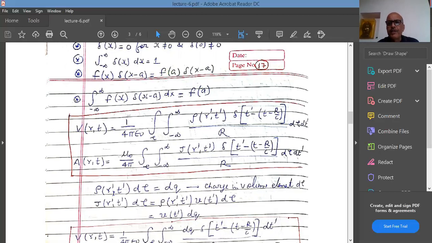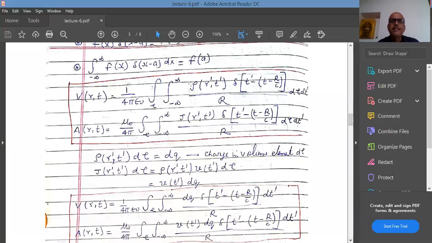Now if you look at this equation, rho at r dash, t dash. What is rho? Rho is the volume charge density. And what is d tau? D tau is the volume. So rho at r dash and t dash into d tau is dq. It is the charge in the volume element d tau. So if we integrate it over the whole volume, we can approximate it to the total charge enclosed within the volume under consideration, that is moving with a velocity v. So we will write this. Anyway, this is equal to dq, and then we will replace it by q also.